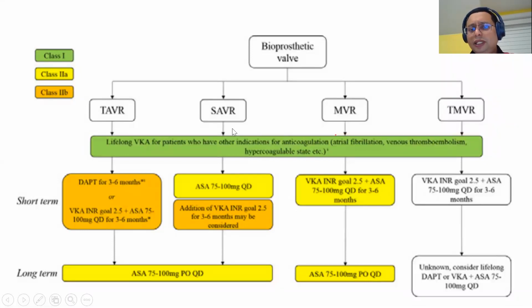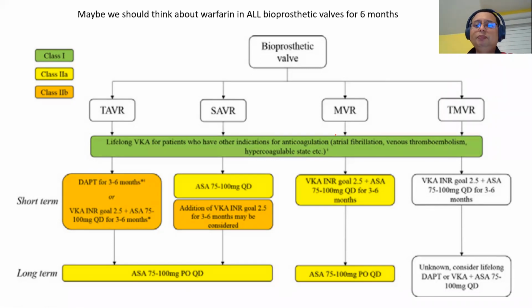Now, if you look at all this and you look at the risk of bioprosthetic valve thrombosis, I'd like to suggest something. Okay. Why don't we, in the patient that is not contraindicated, in all bioprosthetic valves, be it TAVR, SAVR, aortic valve replacement or mitral valve replacement, just give them warfarin for 6 months and after that continue with aspirin, just to be safe.